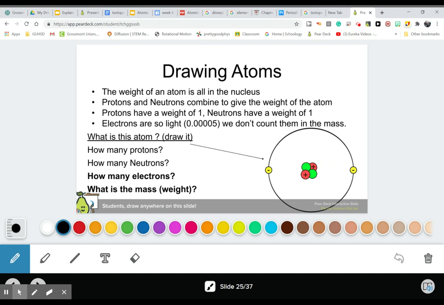The weight of an atom is all in its nucleus, and the mass number is for one individual atom. And we consider protons to have a mass number of 1 and neutrons to have a mass number of 1.